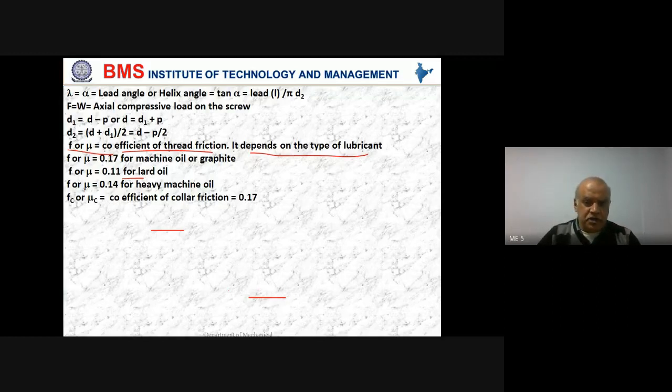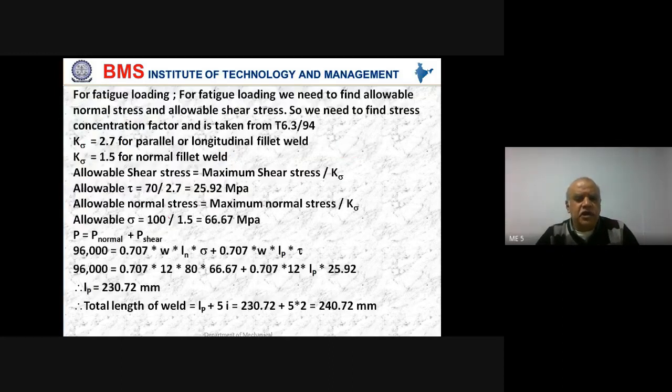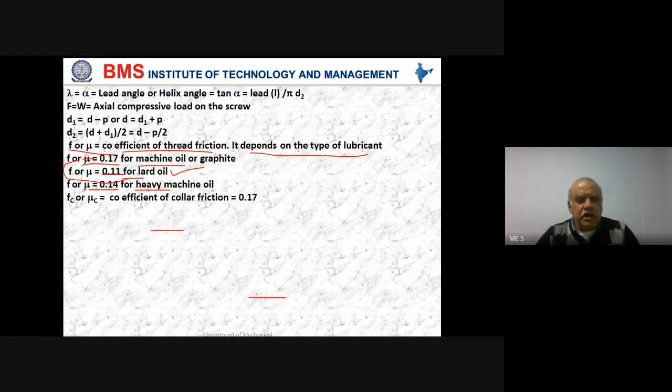We use lubrication. Depending upon whether we use machine oil or graphite, we can take the coefficient of friction as 0.17. Normally lard oil is used, so we take F or mu as 0.11. For heavy machine oil, we take mu as 0.14. And regarding collar friction, we'll take that up in the next class.